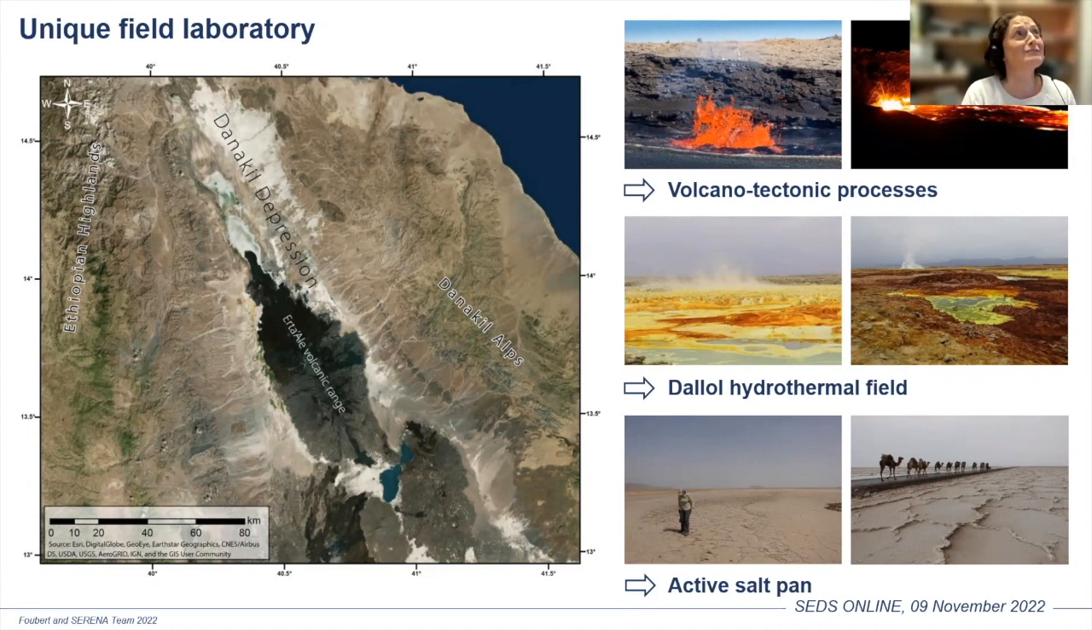So we can say the basin has not only been an optimal field lab to study rift processes, but it's also a very nice field lab to study the tight interaction between sedimentation, geomicrobiological processes, Red Sea level fluctuations, external climatic changes, and the deep volcano-tectonic processes. So all these interactions come together there.